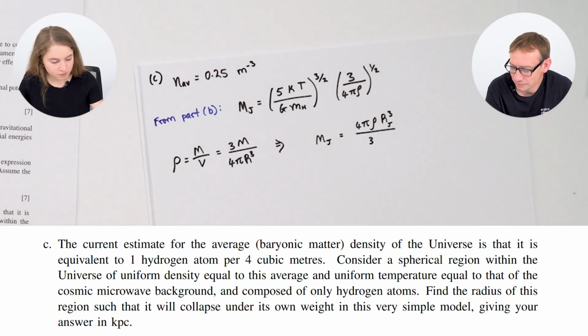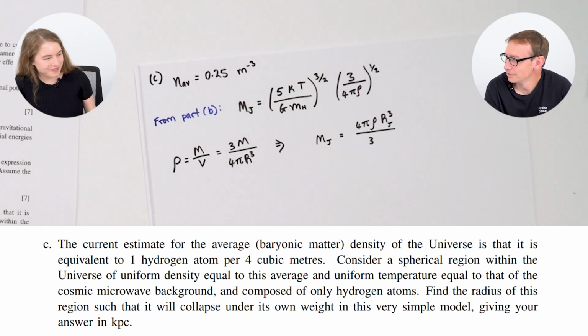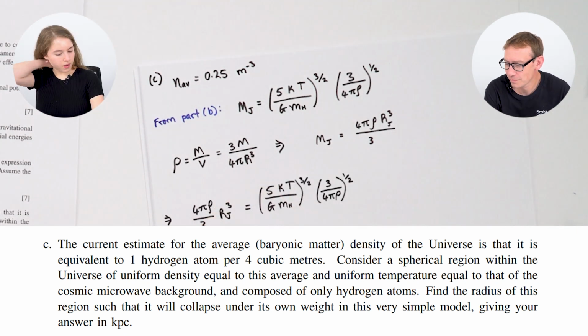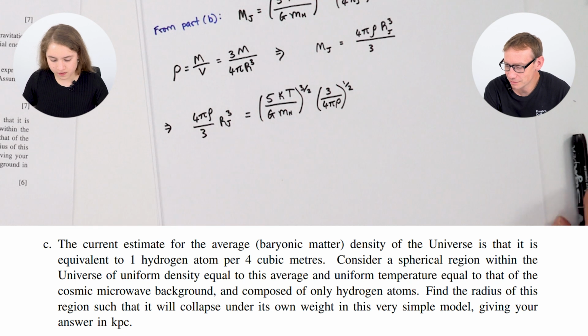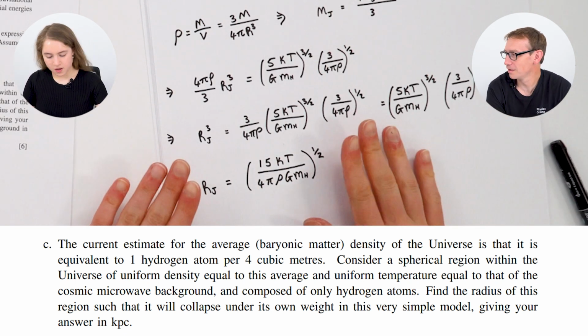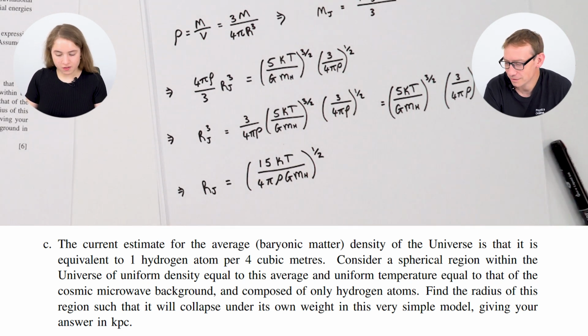Which is great because part C hasn't given us any information about the mass of that spherical region, nor does it care what the mass of it is. So let's just go ahead and substitute that. We've been asked to find the radius of the region, so we want to rearrange for the radius to be the subject. We've got this expression for the Jean's radius right now. We want to put numerical values into this, we want to find that radius.